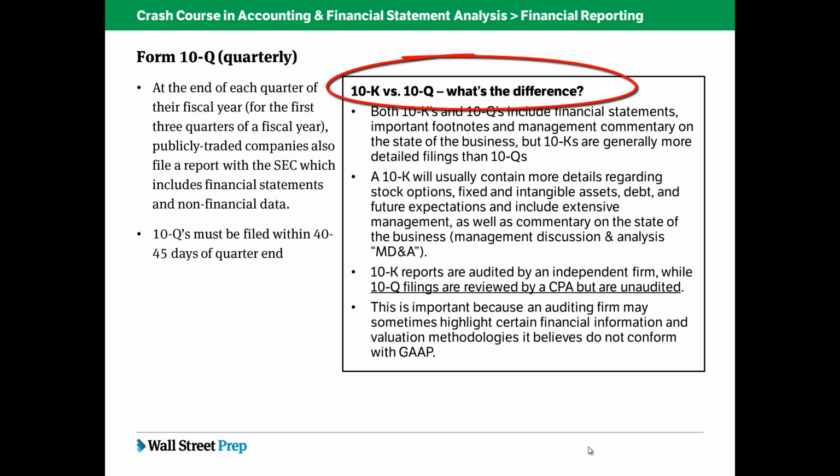One other interesting point is that 10K reports have to be audited by an independent firm, whereas the 10Q filings don't have to be audited. They are reviewed by a CPA, but they are not audited, and there's a difference. A review is not as detailed, is not as robust as an audit. And that's important because an audit may sometimes highlight certain financial information and valuation methodologies that it believes represent red flags or don't conform with GAAP. And you'll see the auditor's note, it has to be baked into that 10K. Not the case with the Q.